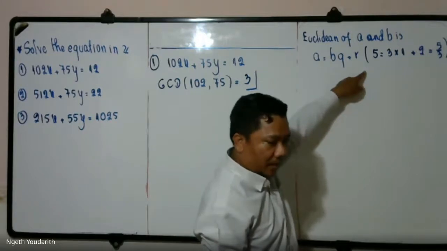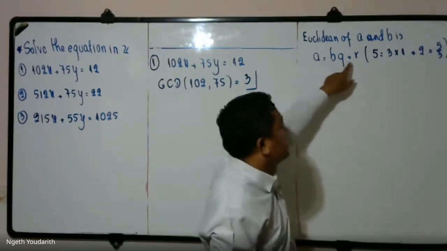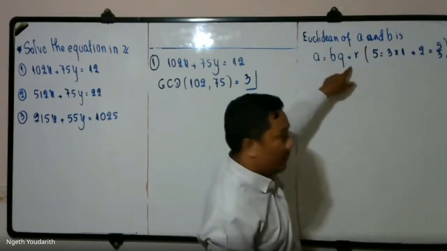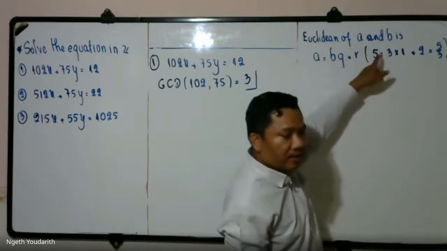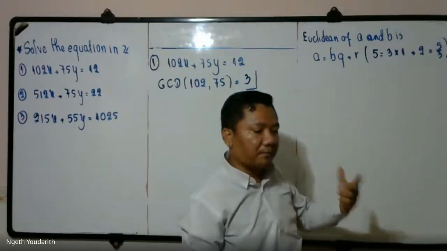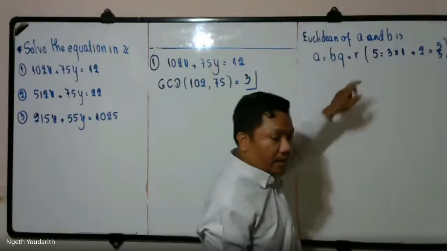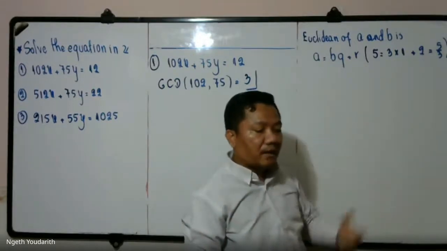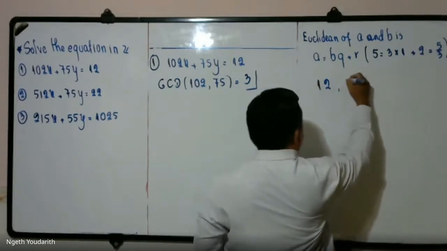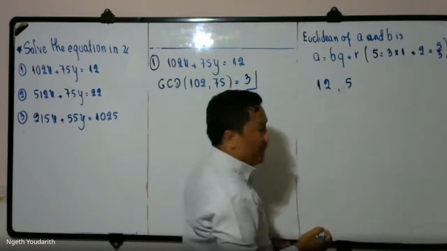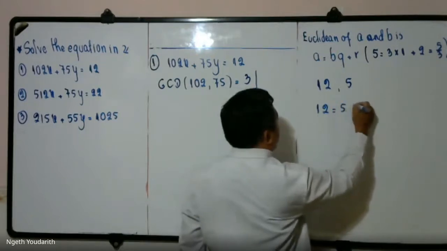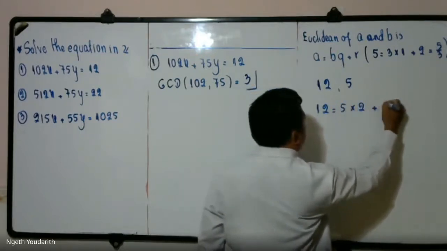Okay. So when you write in this form, it means that it is a clip between A and B. When the question asks you to write about a clip between A and B, you should write like this. If they want you to write a clip between, for example, 12 and 5, the clip between 12 and 5 means that 12 equals 5 multiplied by 2 plus 2.